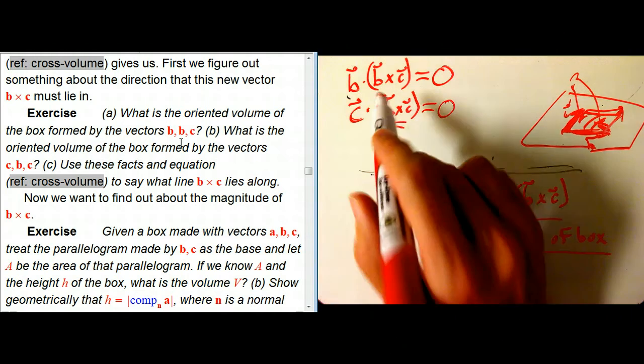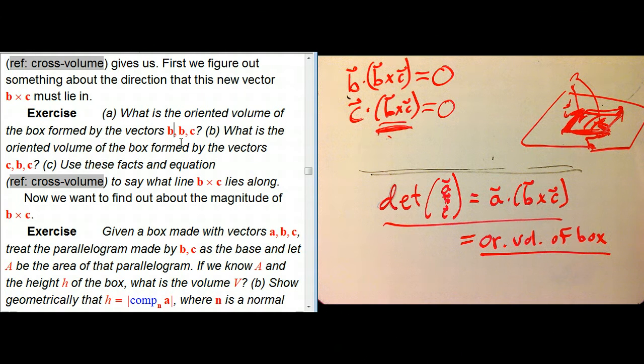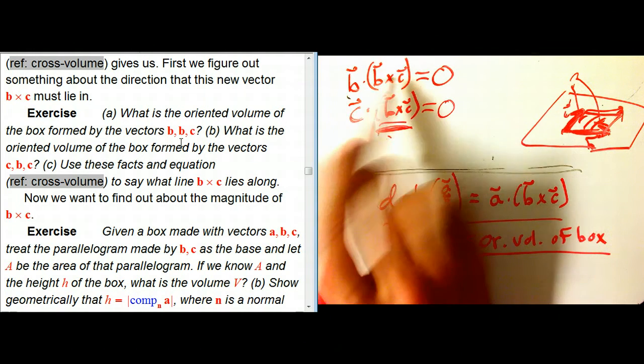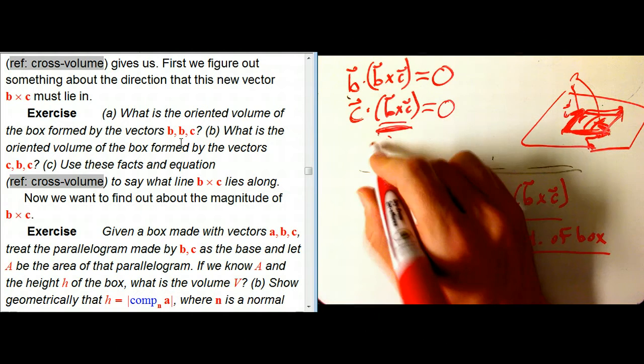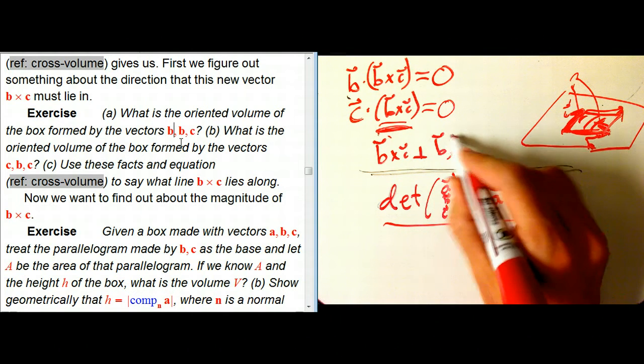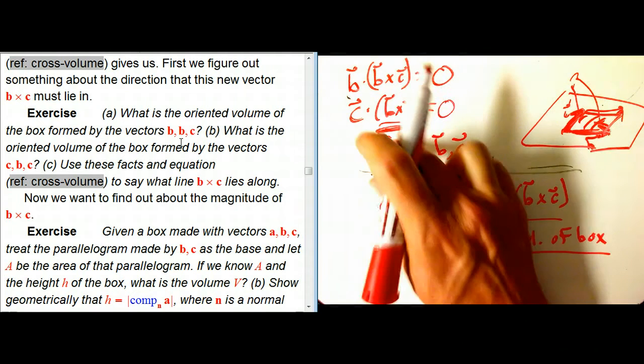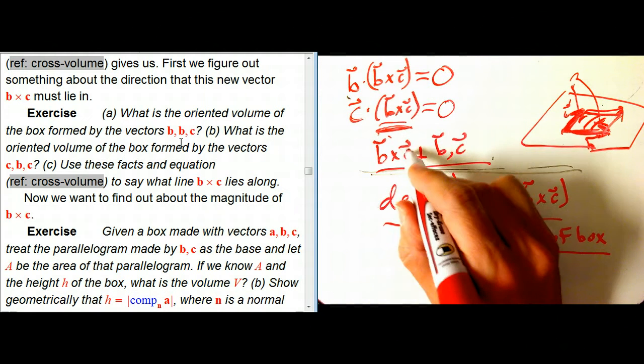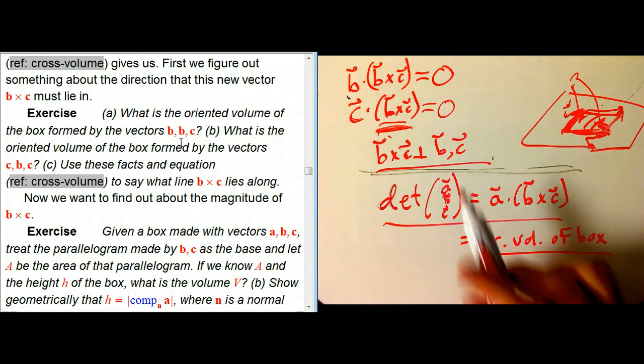That tells us a heck of a lot about what direction B cross C must be in. Because what does the dot product of two vectors being 0 mean? It means that B cross C is perpendicular to B and to C. If you know anything about cross products already, that should be familiar. I'm assuming we don't know that yet. And so this is a really cool thing.